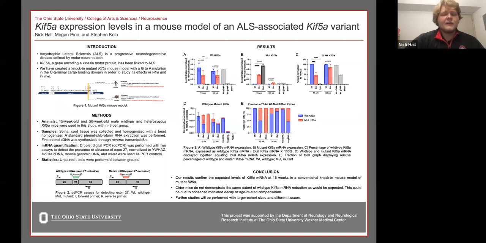Our results confirmed the expected levels of Kif5a mRNA at 15 weeks in a conventional knock-in mouse model of mutant Kif5a. The 30-week cohort did not follow the expected trend, which could be due to multiple different things, including possibly nonsense-mediated decay or age-related compensation. We plan to do future studies in order to understand why this is happening. We will expand our studies to include larger cohort sizes across different age points, as well as comparing different tissues.